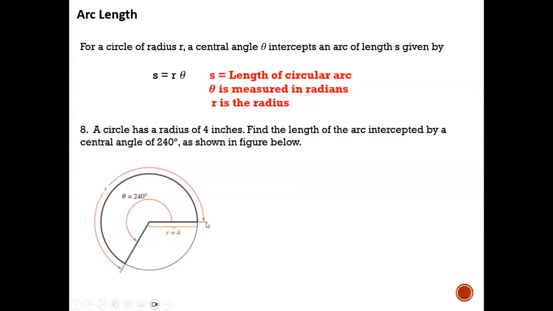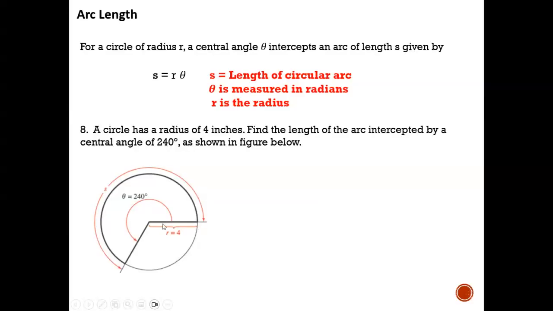It says a circle has a radius of 4. So here's our circle, radius of 4. Find the length of the arc intercepted by the central angle of 240 degrees as shown in the figure below. Okay, arc length, what is that? It's the length, right? It's a piece of the circle. If we wanted the length of the whole circle, that's our circumference. An arc is just a piece of that circle, okay? So when you're asked for an arc length, you're finding the length for a certain section of a circle.